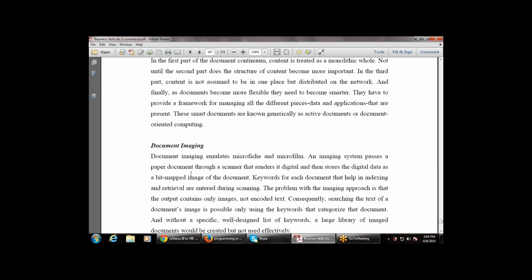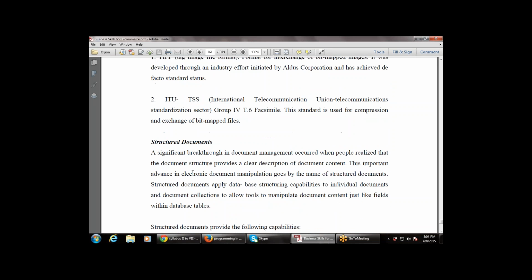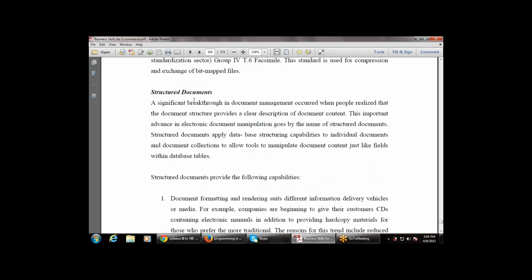Then the next is structured document. One is document imaging, and the next is the structured document, in a structured form. A significant breakthrough in document management occurred when people realized that the document structure provides a clear description of the document content. This important advance in electronic document manipulation goes by the name of the structured document.